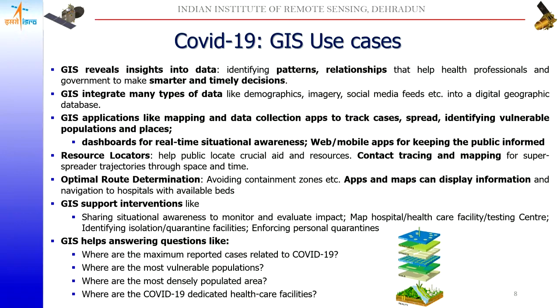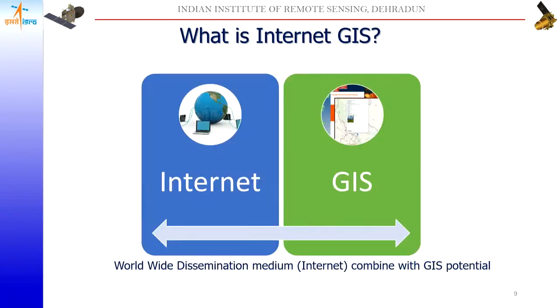And further, we can also identify where the COVID-dedicated healthcare facilities are, how to reach them, and what the helpline numbers are. So all these things could be combined into mobile or web-based solutions, and then all those decisions could be made and given to the end users.